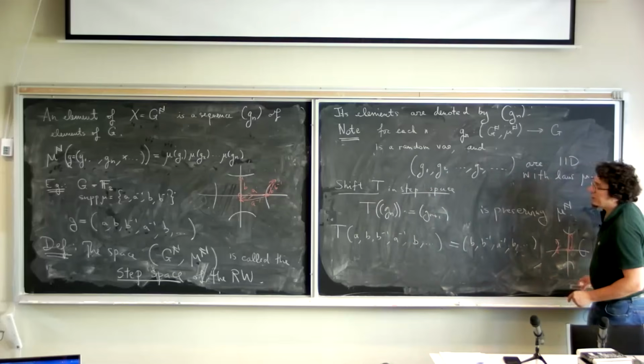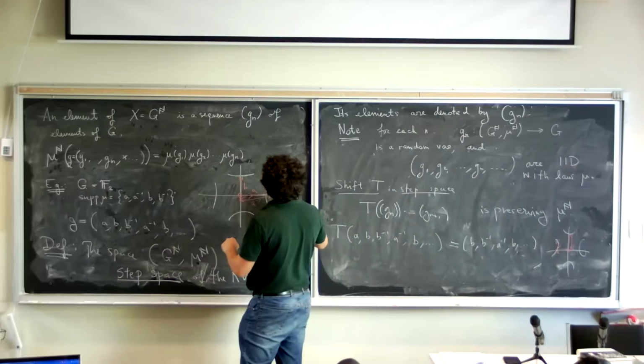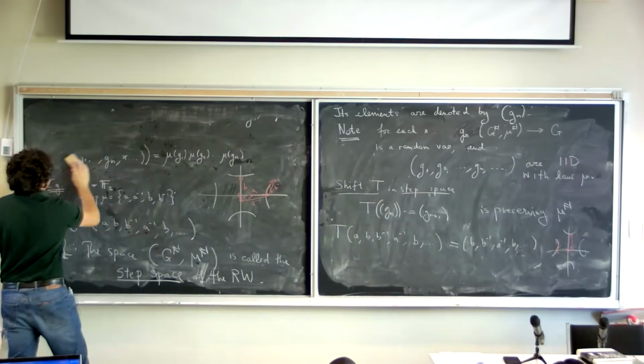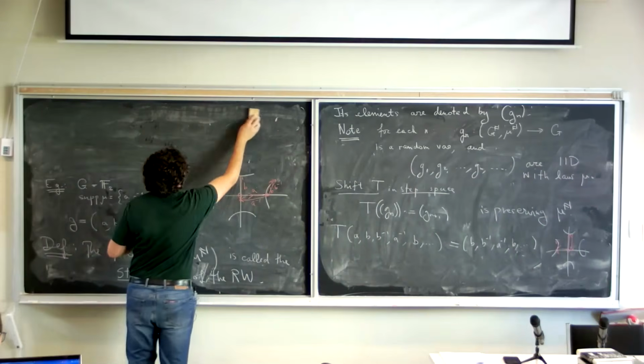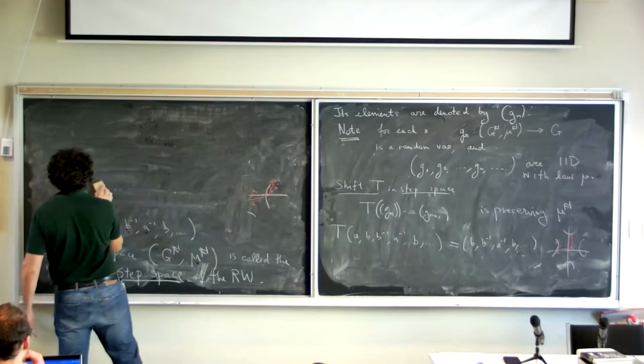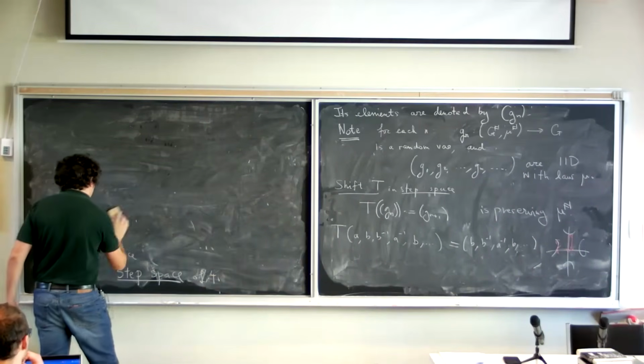Now, we need to define the other space that we're going to study, which is the path space. This is where all the things are happening.